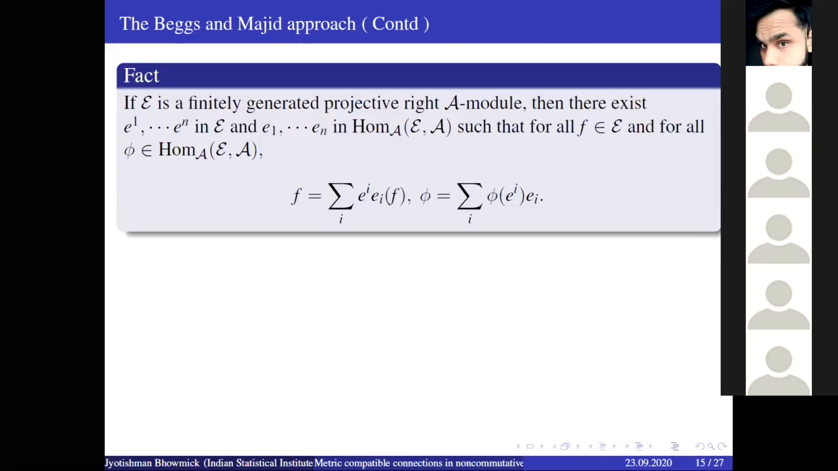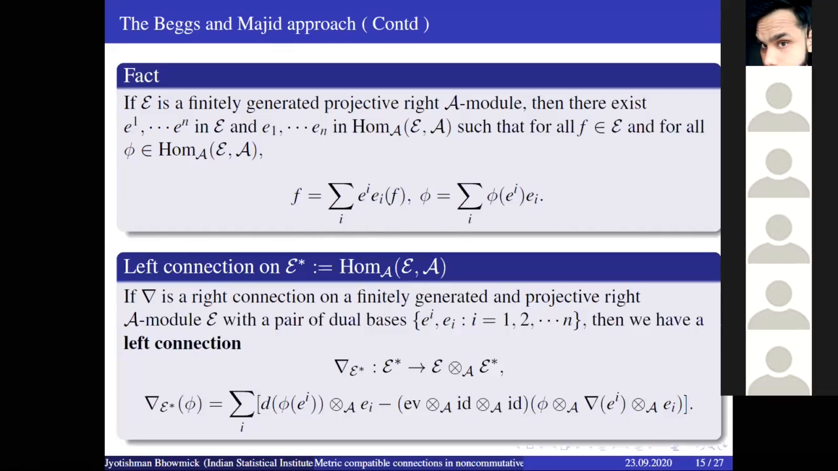Okay, so now what I'm going to say works for any differential calculus and any connection. So this is a general fact that if you have a projective right A module, then there exist upper E1 to En in E and lower E1 to En in E dual, such that these equations hold. So yeah, these are some reconstruction formulas. So we will make use of this formula to do this.